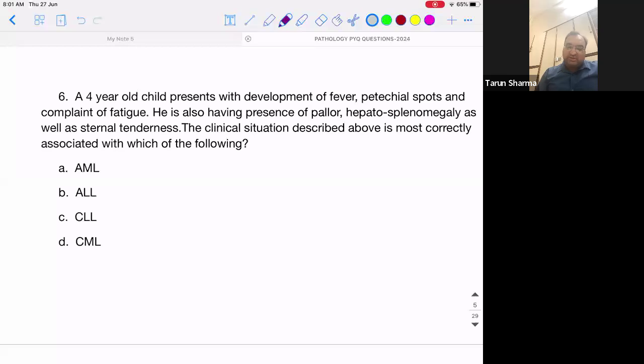Question number 6. A 4-year-old child presents with the development of fever. The fever is there. Petechial spots or rashes are there.